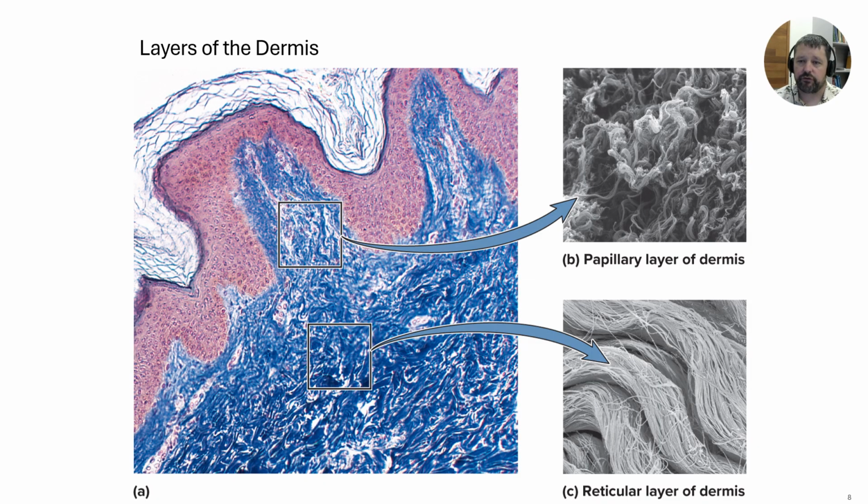Just looking at that papillary layer of the dermis, again, those finger projections are going up into the epidermis layer. The reticular layer is more dense collagen fibers, wavy looking, and a lot more organized compared to the papillary layer of the dermis.